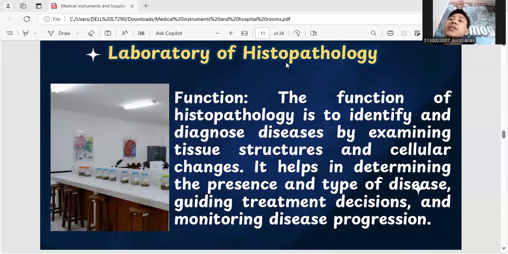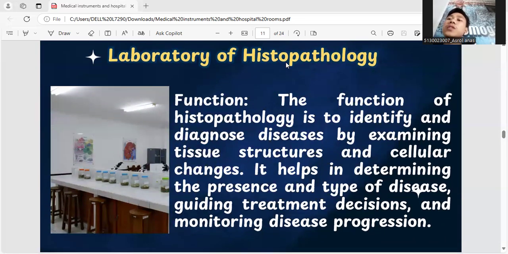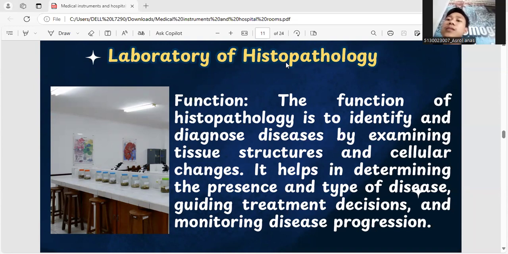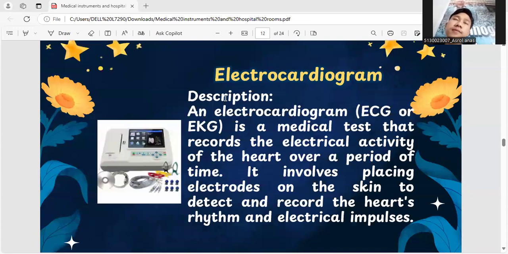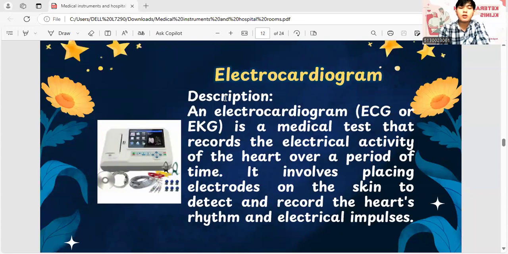And this is the function of the laboratory of histopathology. The function of histopathology is to identify and diagnose disease by examining tissue structure and cellular changes. It helps in determining the presence and type of disease, guiding treatment decisions, and monitoring disease progression. I think that's enough.